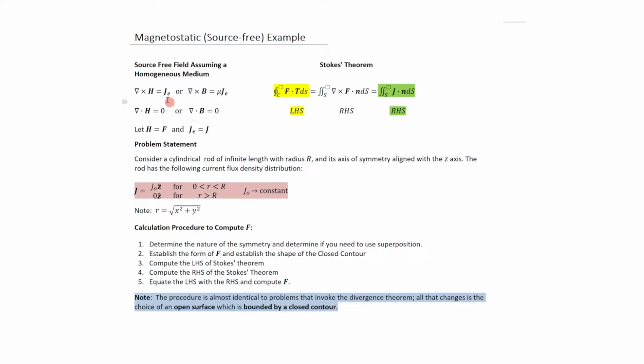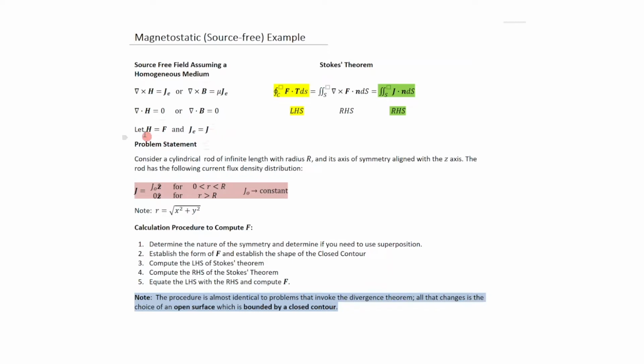This is a current flux density, or we could express it in terms of the magnetic flux density, in which case it would be curl of B equals mu times J subscript V, which is the current flux density, and divergence of B is equal to 0. In our case, we're going to work with the H version, which means we're just going to let H be equal to F to have a consistent set of symbols. And we're going to just let J subscript E be J. So this will be a current flux density. F in this case will represent the magnetic field.